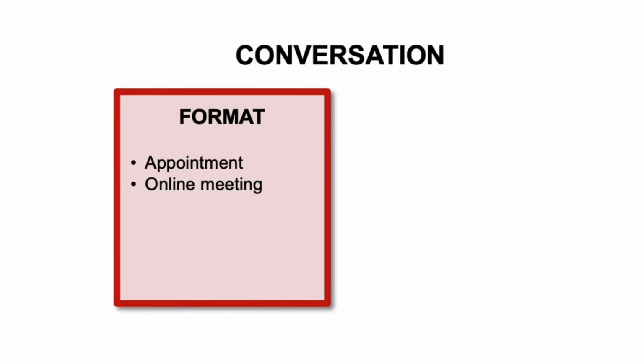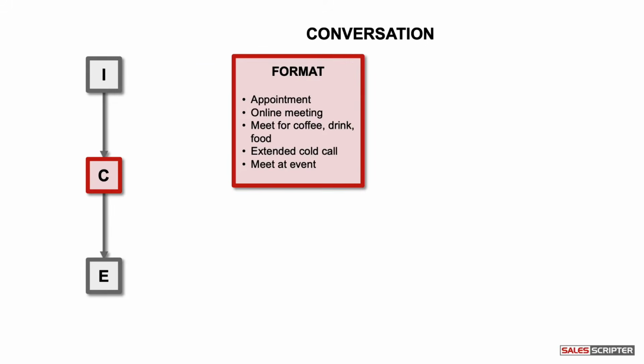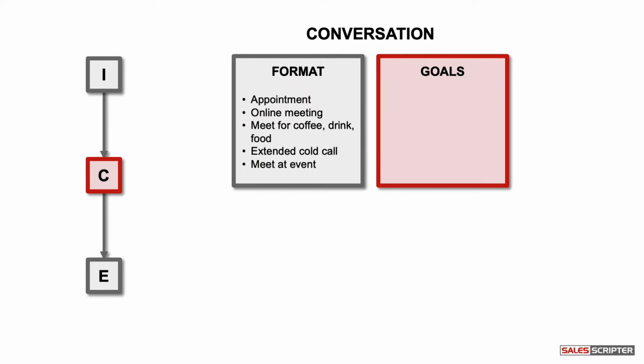prospect. Could certainly be an online meeting. It could be meeting someone on another day for coffee. The conversation sales process step could also take place over the phone and even at the same time as a cold call. If you're out networking, you could certainly progress prospects to the conversation step at that same event. And once we get to the conversation step, our goals start to change.